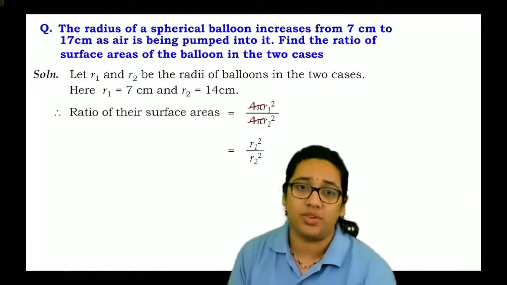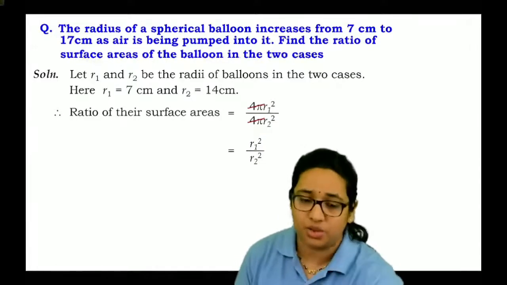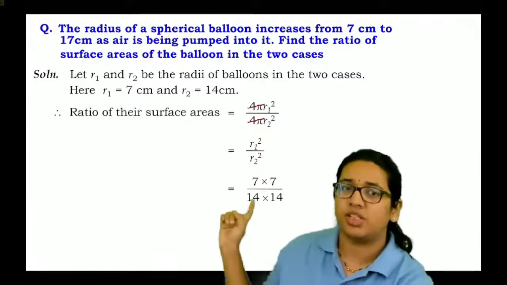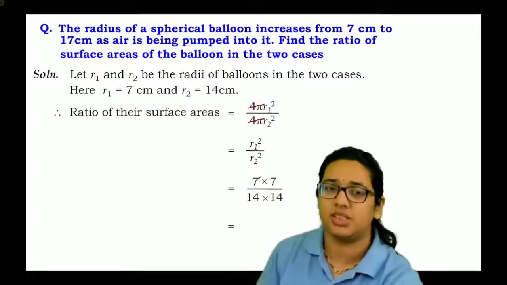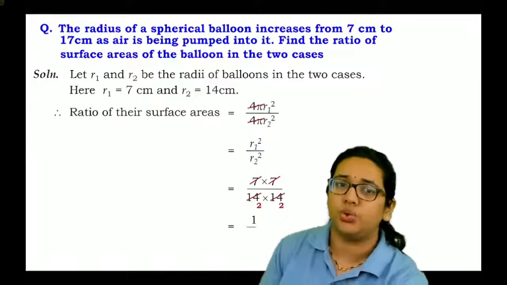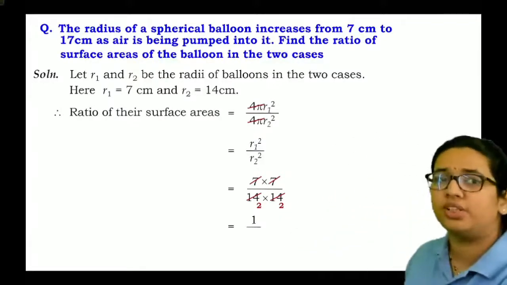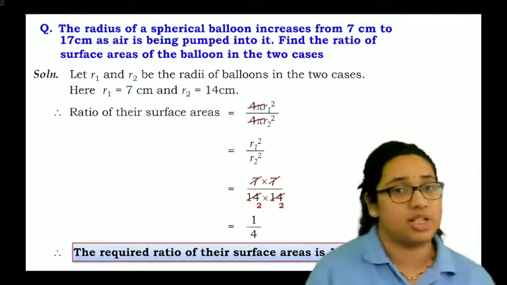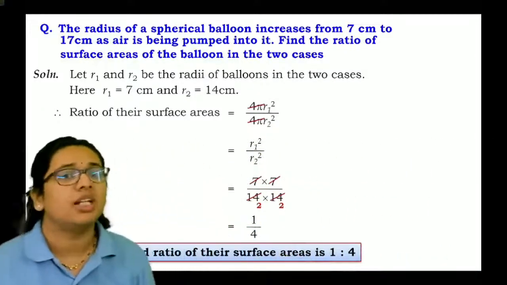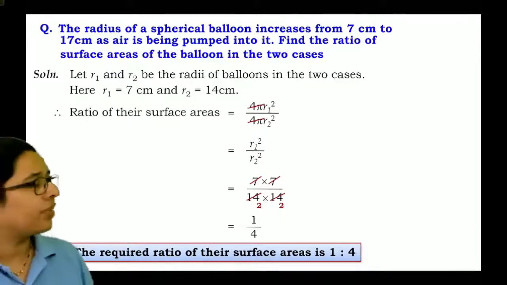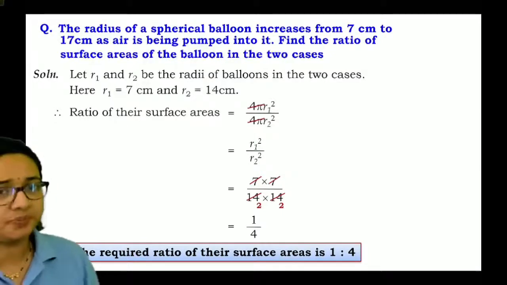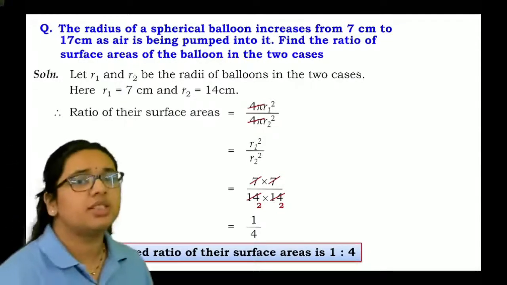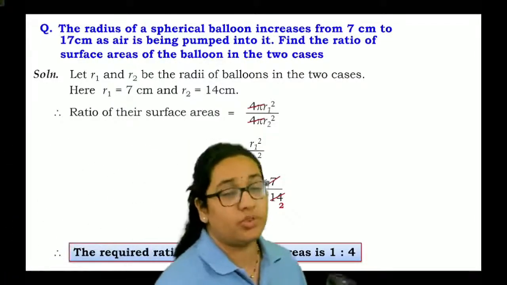So R1 square upon R2 square. Already you have the values for R1 and R2, that is 7 square upon 14 square. So 7 ones are 7, 7 twos are 14. So you will get that the ratio of their surface areas will be 1 as to 4. Final answer, final statement जो रहता है, it carries half marks, okay? So don't forget to write it. Hence, the required ratio of their surface areas will be 1 as to 4.